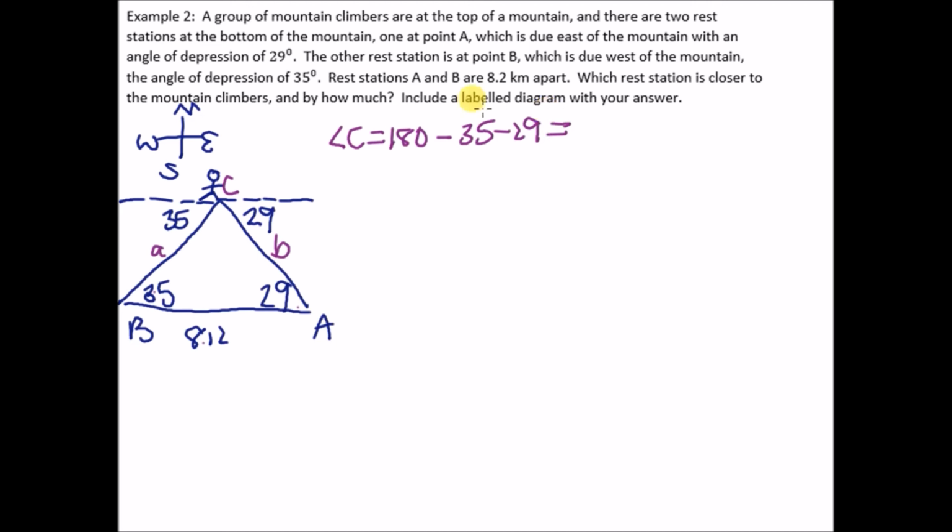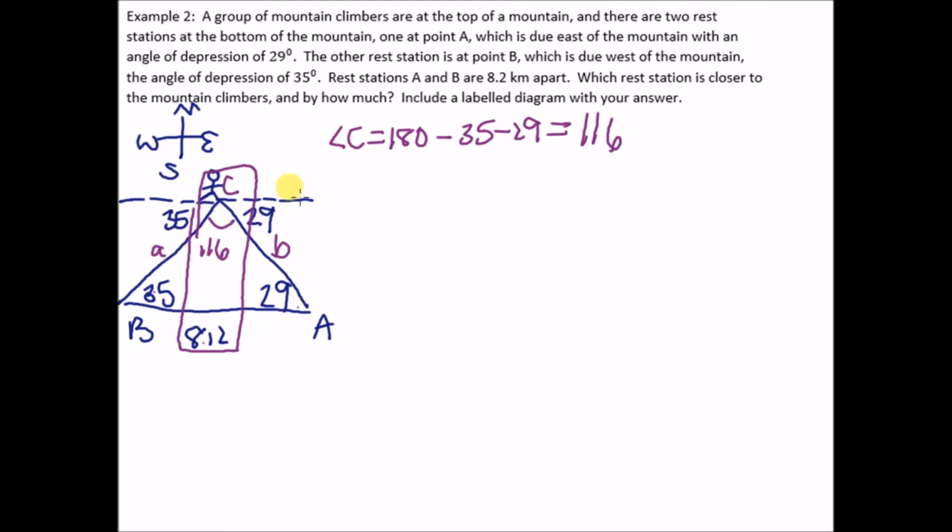And we get 116. Okay, so this one right here is 116. So now what we have is a matchup. We should be able to identify that right away. Because we have a matchup, we can solve for A and B as well.